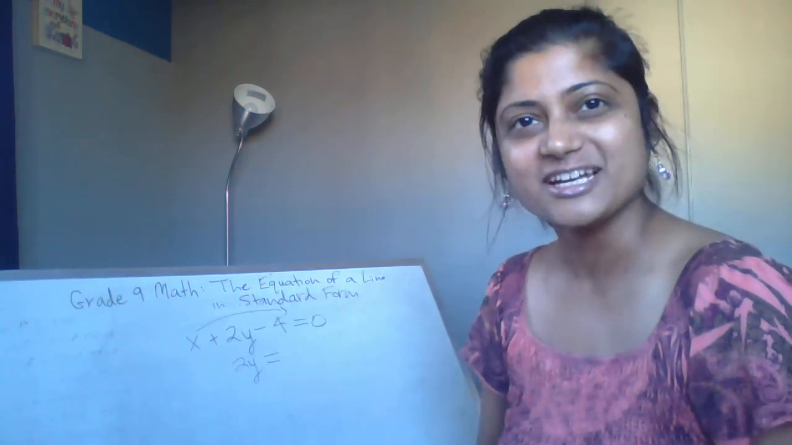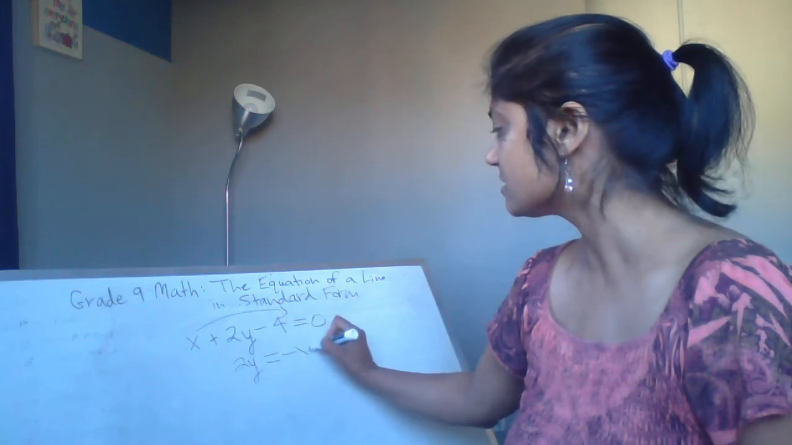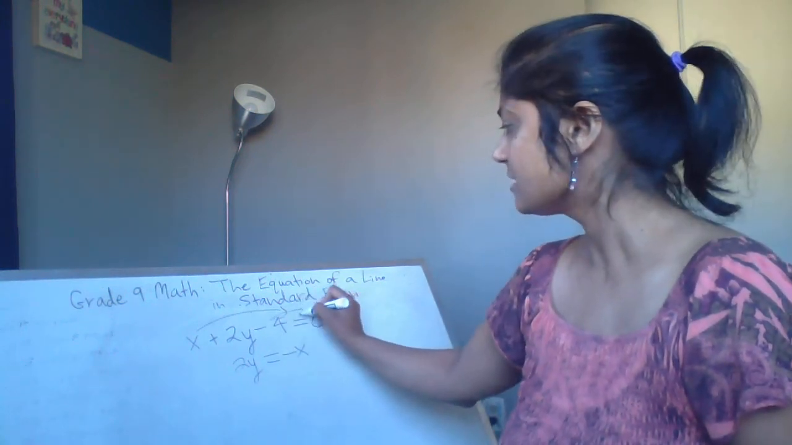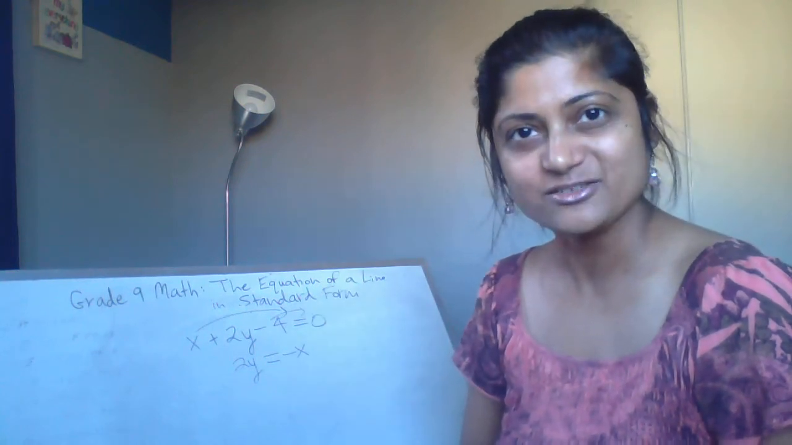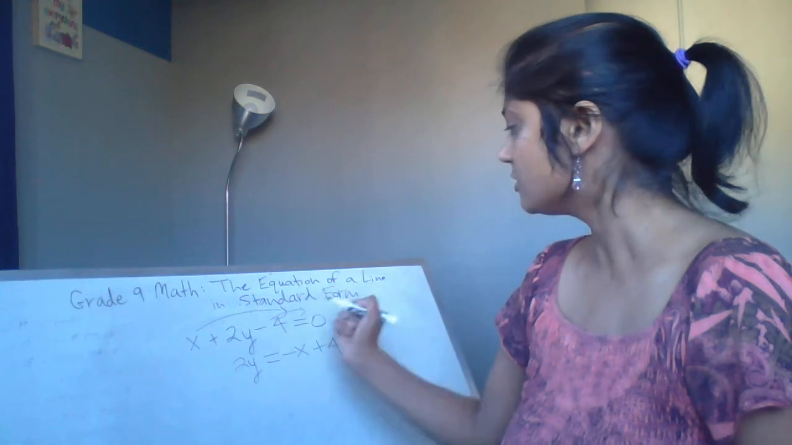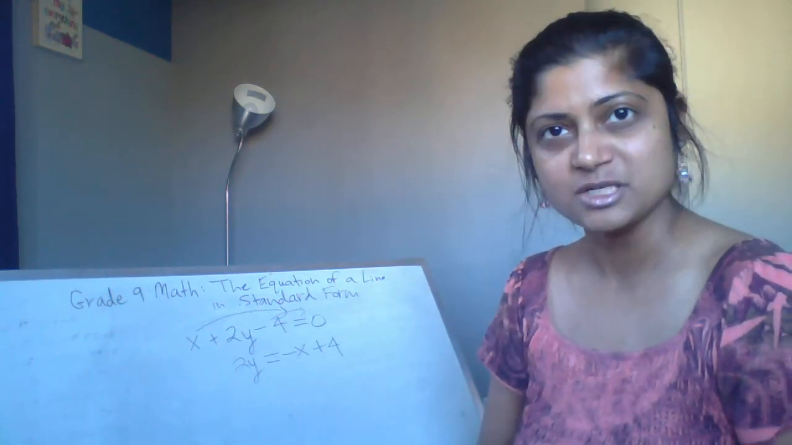So we're going to move the x over. It's positive on the left side. On the right side, it's going to be negative. So negative x, like that. And take the negative 4 over to the other side, and it becomes positive 4. So far I have 2y equals negative x plus 4.